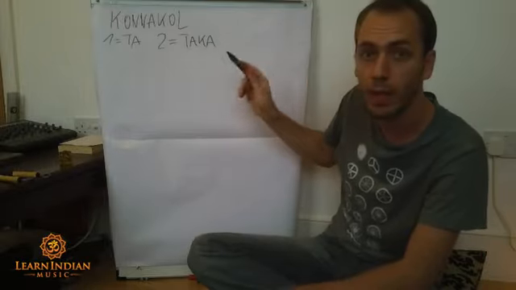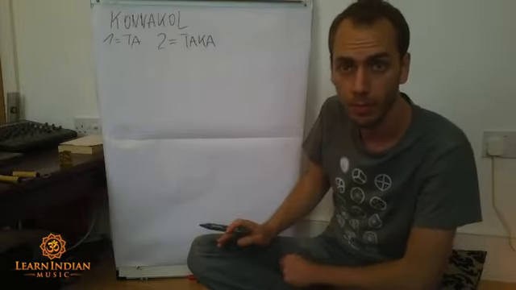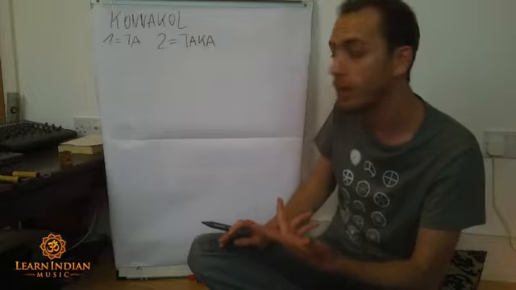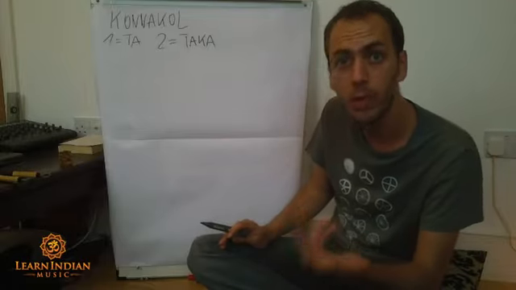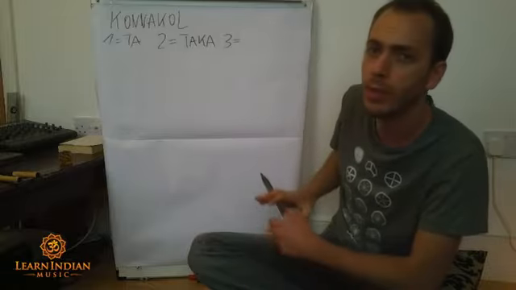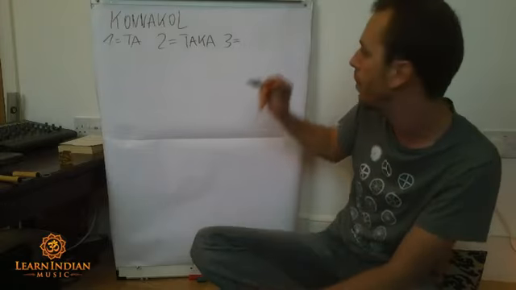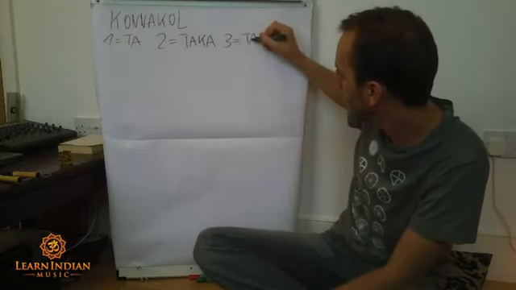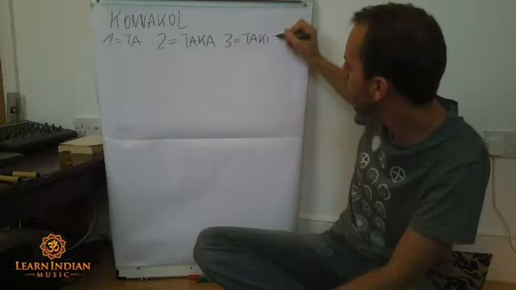Yeah, taka. Then the next one would be three. And three is expressed as ta, ki, te. Ta, ki, te.